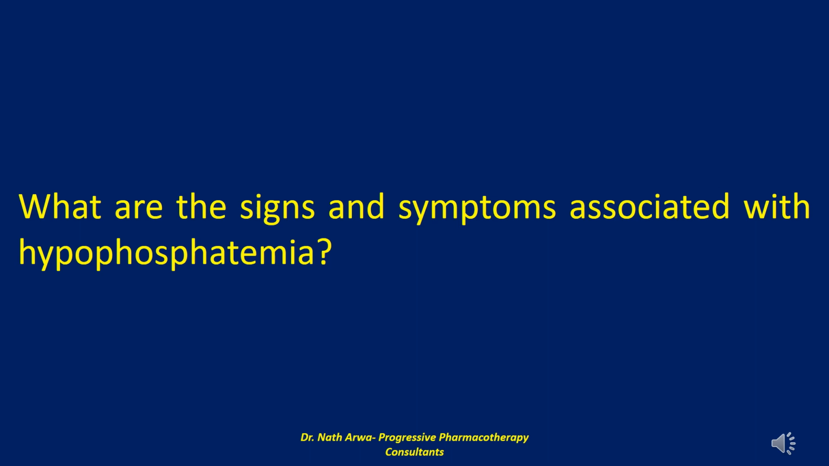Severe hypophosphatemia can result in generalized muscle weakness, confusion, paresthesias, seizures, and coma. In addition, reduced cardiac contractility, hypotension, respiratory failure, and rhabdomyolysis have been observed with acute severe hypophosphatemia.